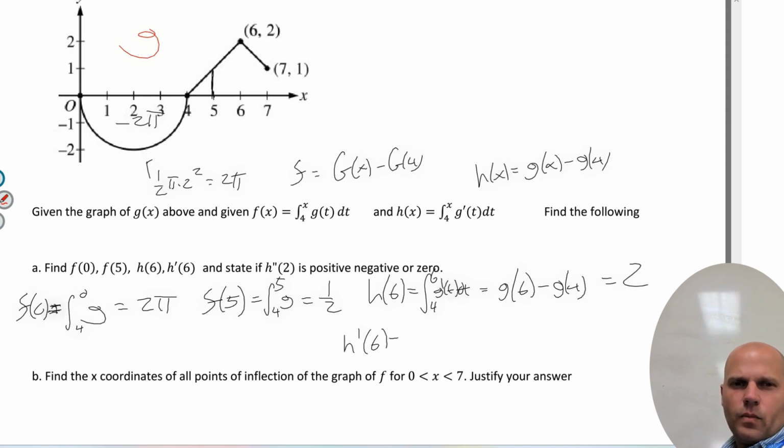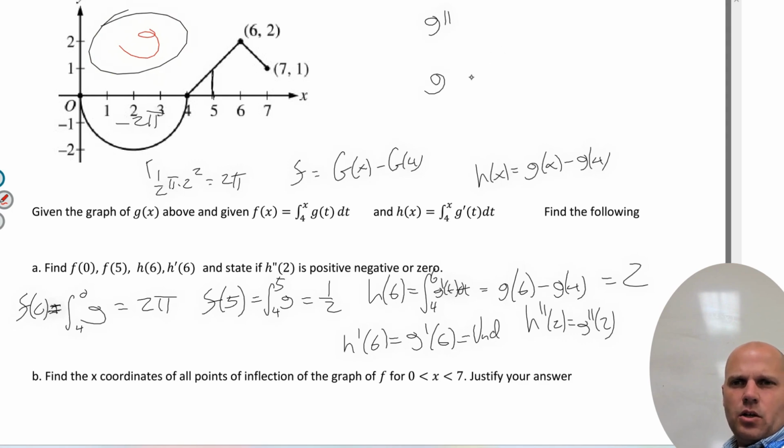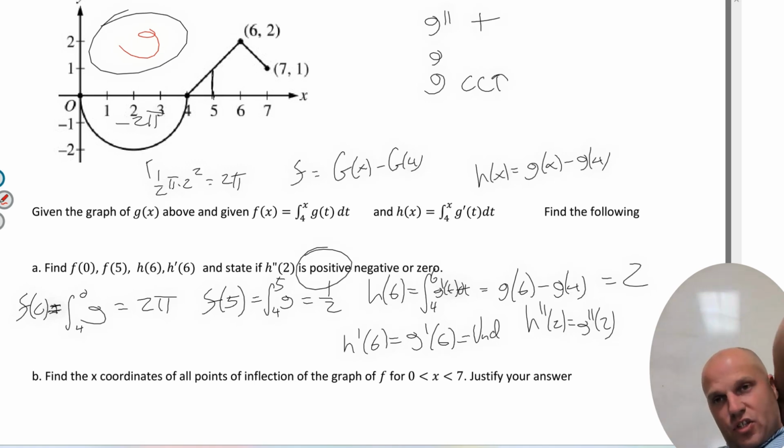h prime would just be g prime. g prime of 6 does not exist, it's undefined. h double prime would be g double prime of 2. Well, g double prime, I have the graph of g. g is concave up at 2, which means g double prime is positive. h double prime is positive because g double prime is positive. g double prime is positive because g is concave up.